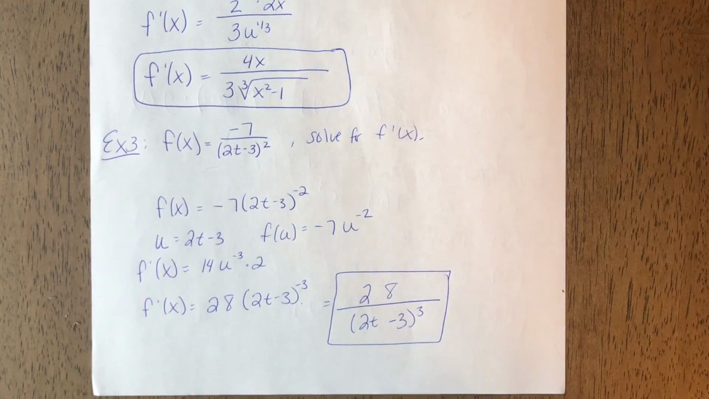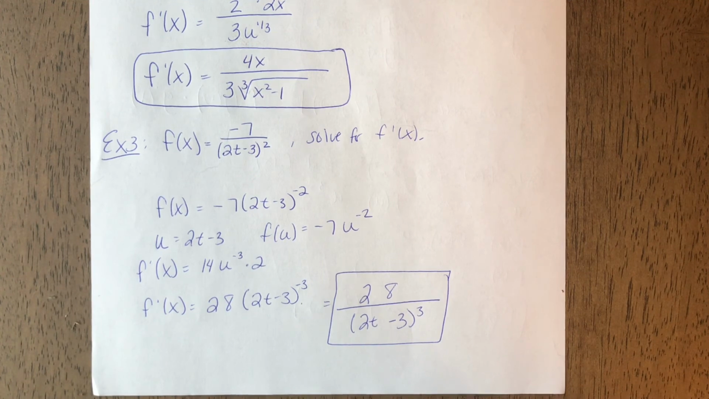Last but not least, example 3, we have f of x is equal to negative 7 over (2t minus 3) to the power of 2. Again, I first changed it so we had no fractions. So I had negative 7 times 2t minus 3 to the power of negative 2.